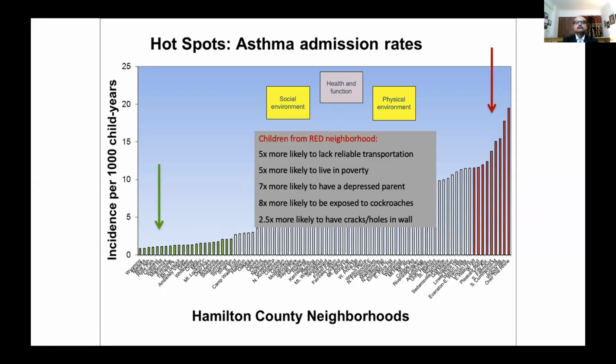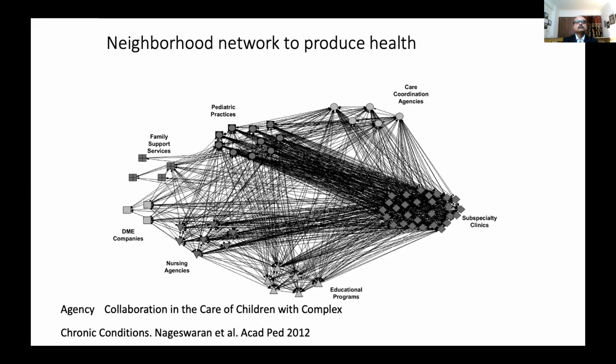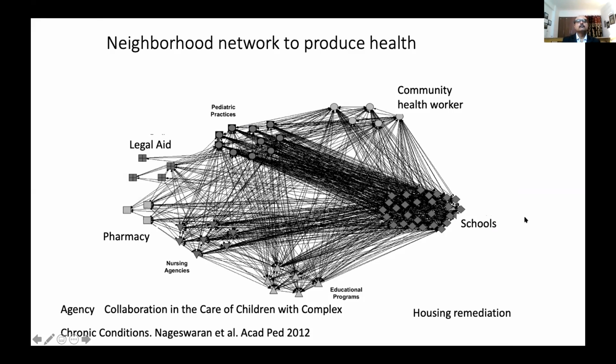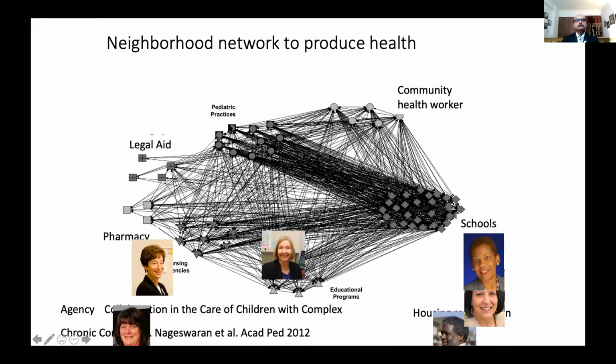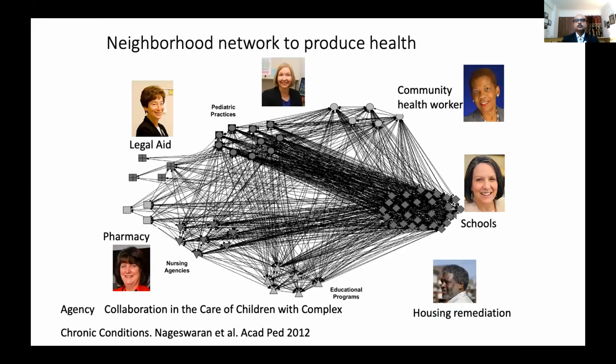Therefore, if we're interested in moving to health, we have to create a neighborhood network, not only the pediatric practice where the child might come periodically, but pharmacies that will deliver a medication, schools that understand how to take care of children with asthma, legal aid to prevent the family from being kicked out of their houses. And you can see by size of the font, housing remediation, that the primary care practice is a very small contributor to health. And these are all the people that help us think about how we inform health.